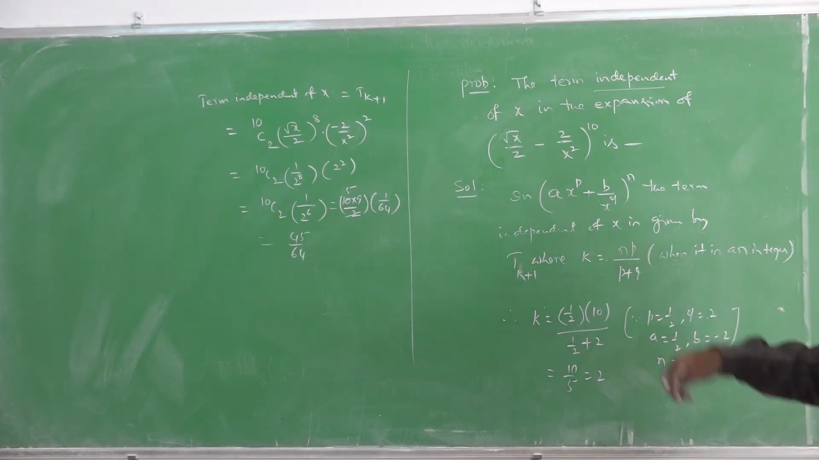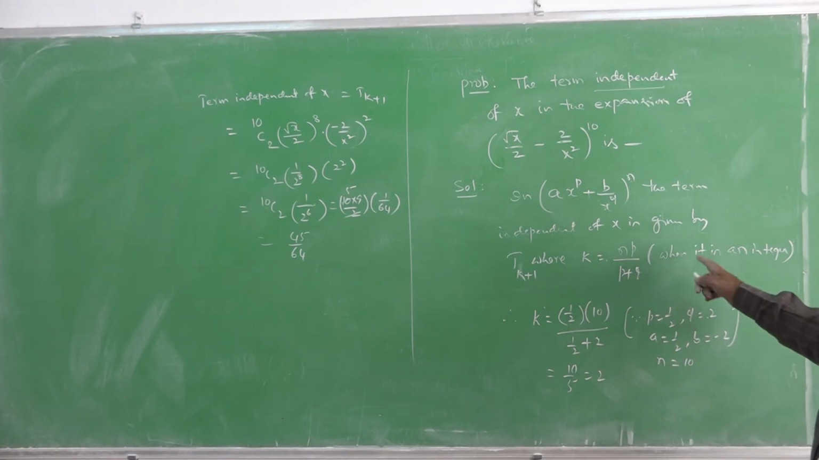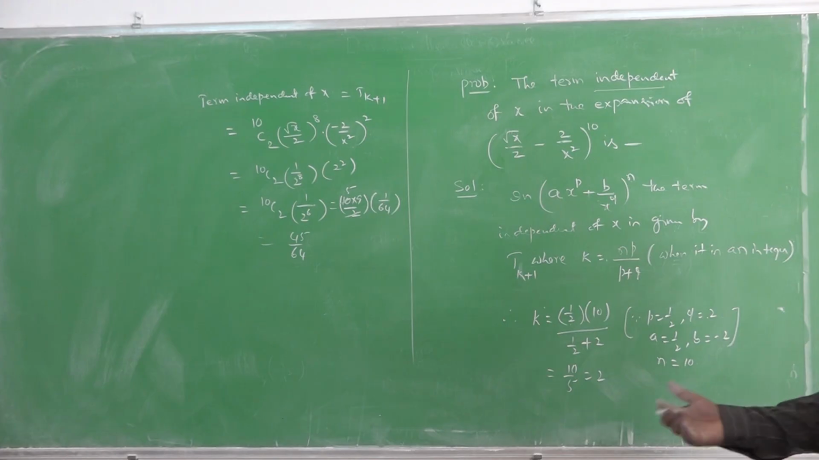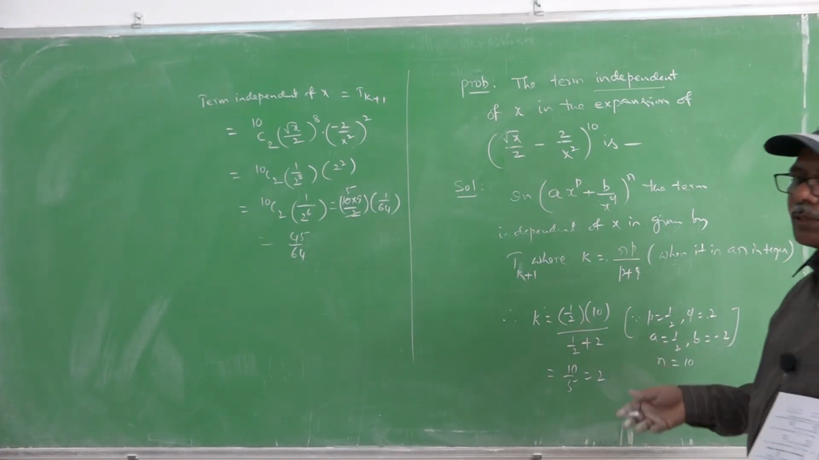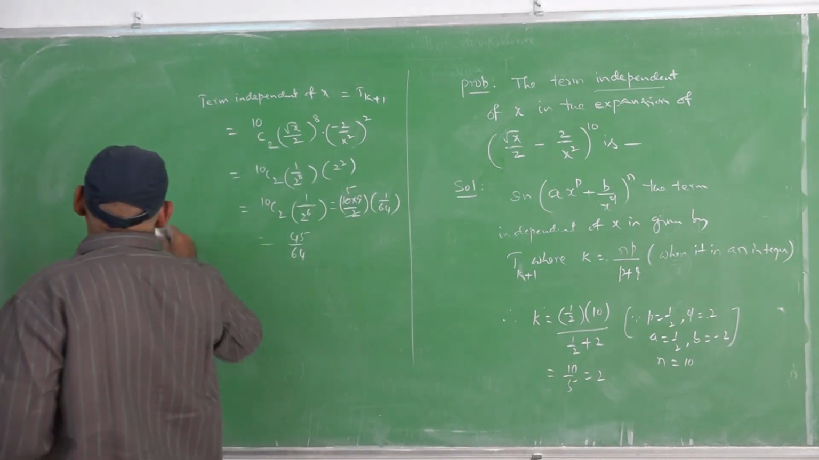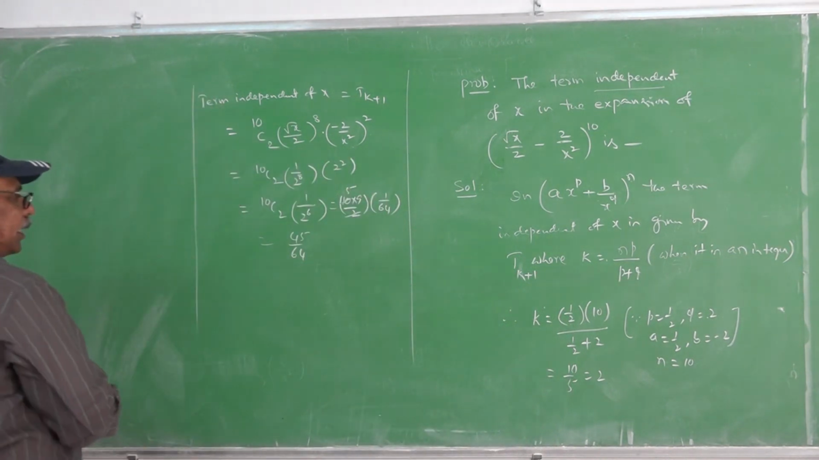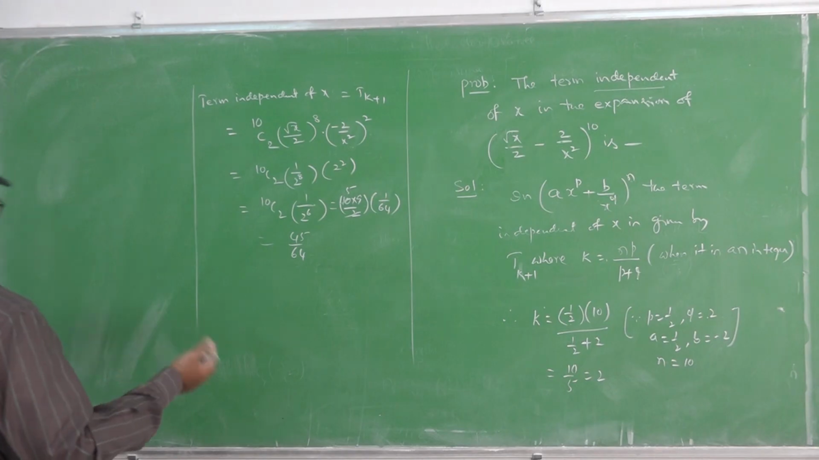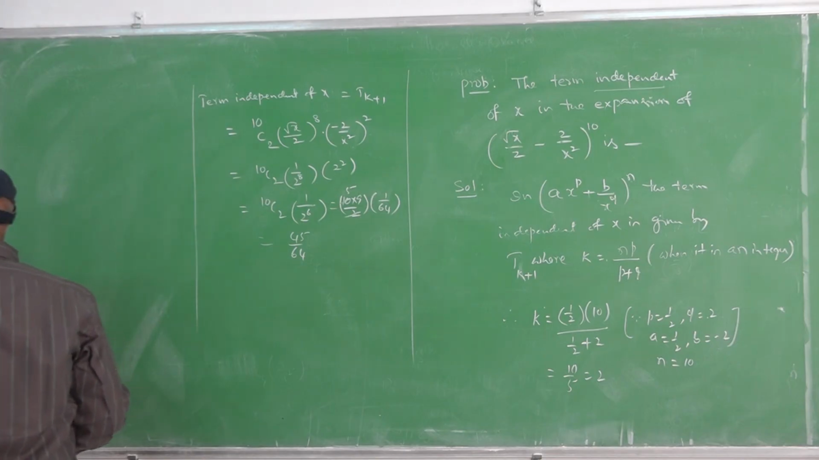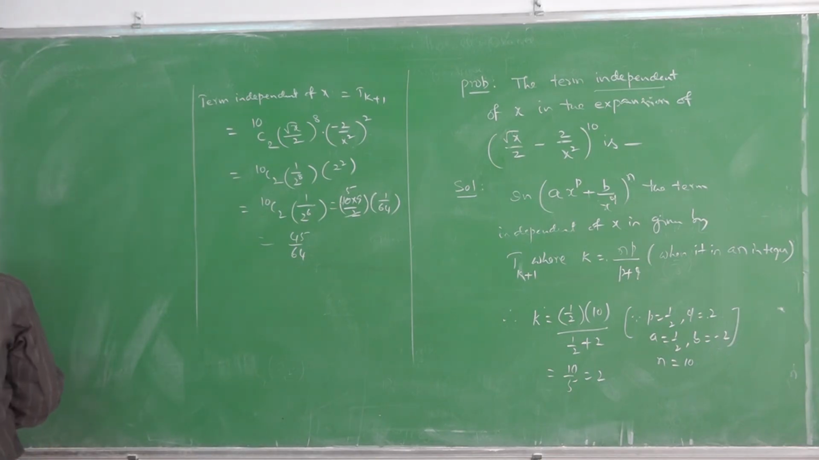Finding of the term independent of x. When k is an integer only, we get such term. If k is not an integer, we do not find such term in the expansion. If k is an integer only, we get such term. Otherwise, we cannot find such independent term. No such term in that case.